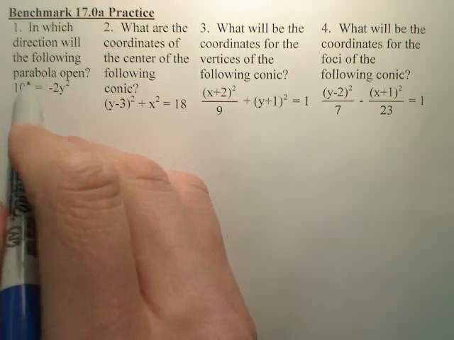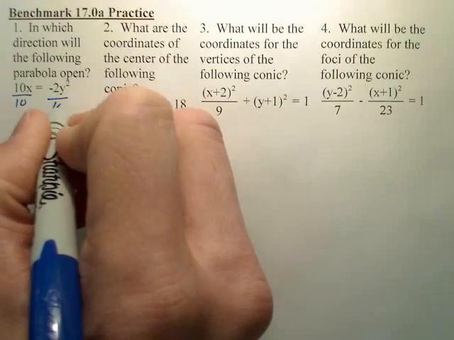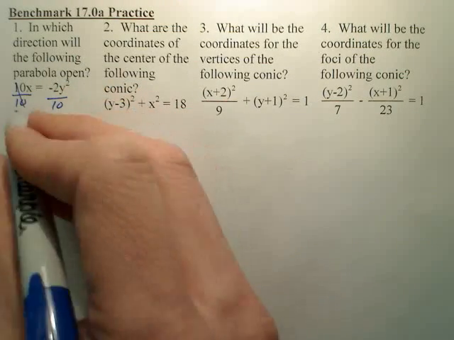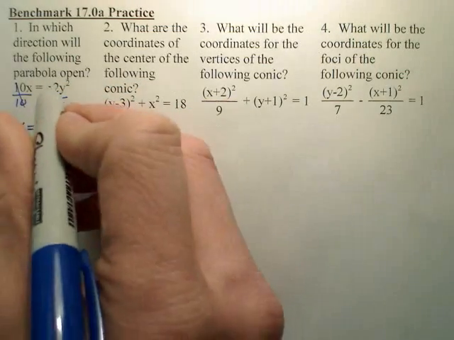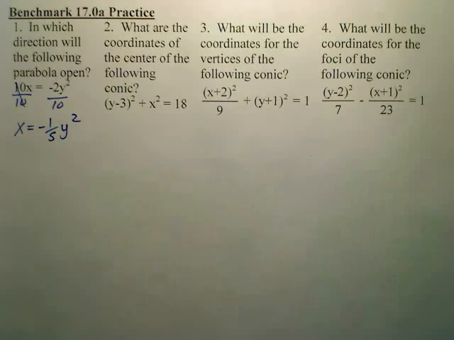I want to find which direction this parabola opens. The first step would be to divide everything by 10. The reason is you have to get the non-squared value by itself. That would leave you with negative 1/5 y squared. Now you don't actually have to find your focus on this one, you just have to find out which direction.